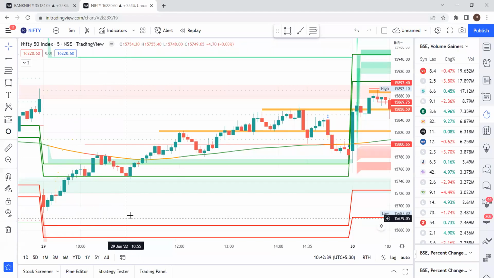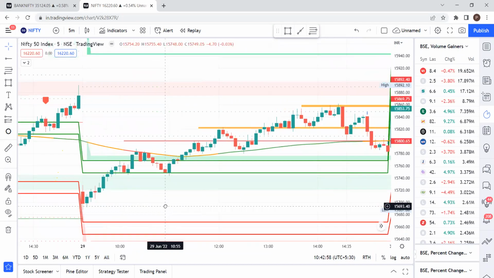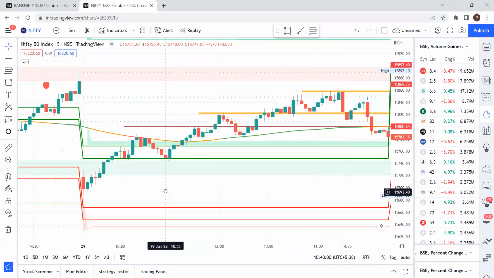If we take a trade around this area, you should take a trade above this line and make sure that no reversal candles are forming. If reversal candles are forming, please book your profit and get out of the stock. Getting it? Okay. So this is the first part of the lesson in the indicator.